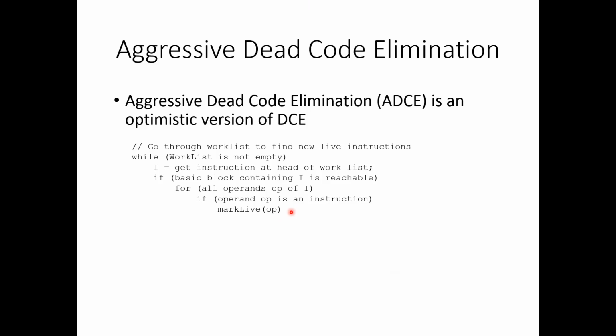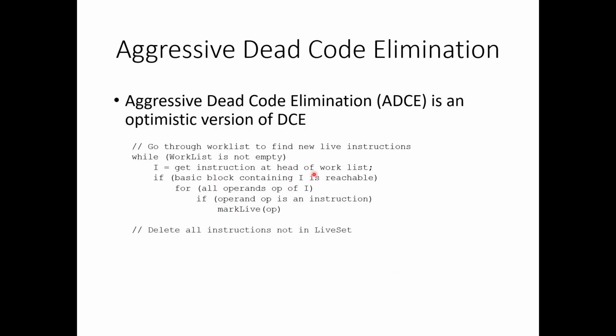Is this clear? So we get an instruction, and we make sure that instruction is in a basic block that's reachable. If it is, then we go through all the variables that instruction uses. If these variables are defined by other instructions, we add those instructions to the work list by marking them as live. Once we're done doing this, we keep iterating until the work list is empty. Once the work list is empty, it means we've propagated this liveness information to all the other instructions.